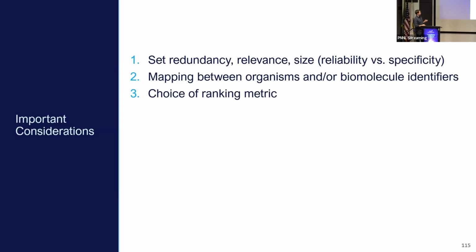The other thing is mapping between identifiers, which you probably already know is a huge issue. And then your choice of ranking metrics. I talked about the t-statistic. You could use the g-test, you could use the ANOVA F statistic, but be aware of what you're using and how that may affect the results.